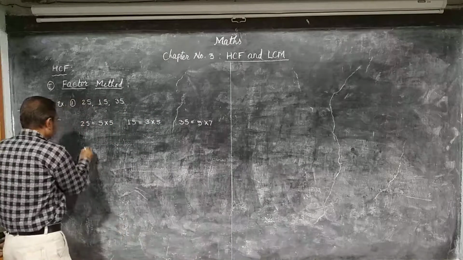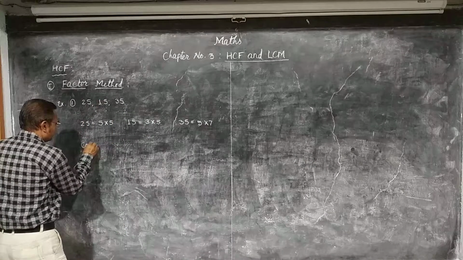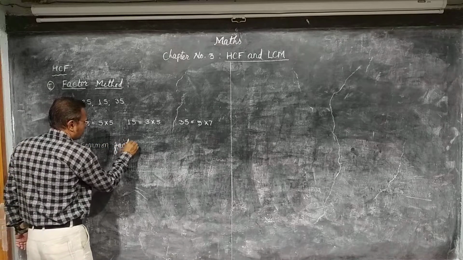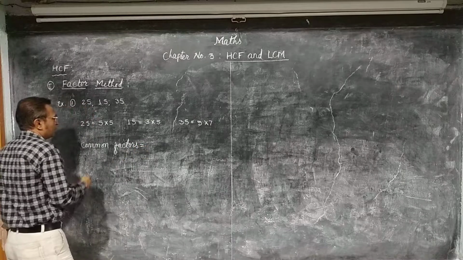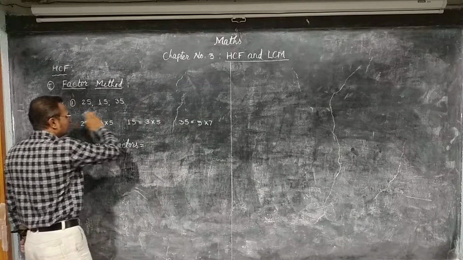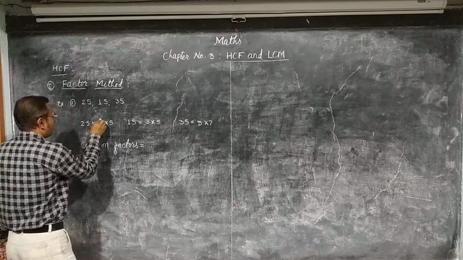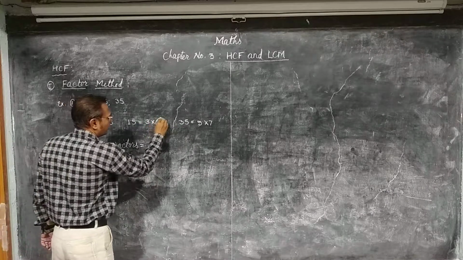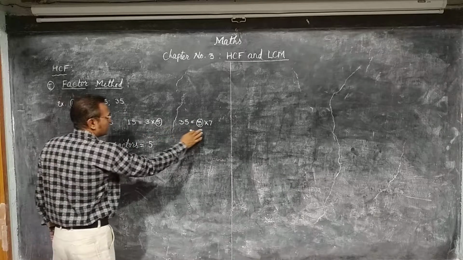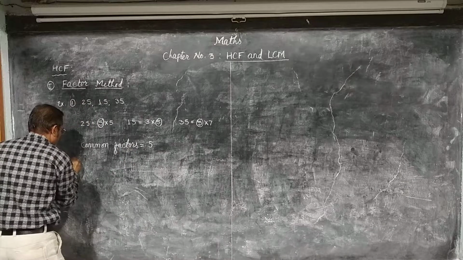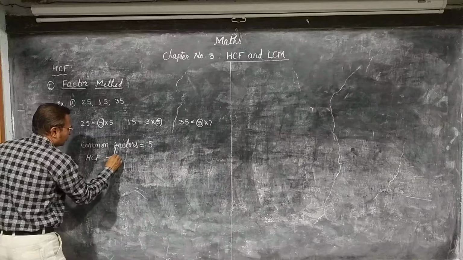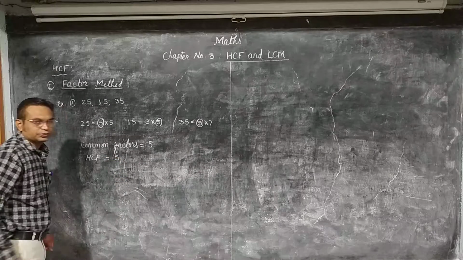Now common factors. Now we will find the common factors in the three numbers. Okay, 5, 5 and 5. Is there a common factor again? No. Therefore, HCF is equal to 5. Okay.